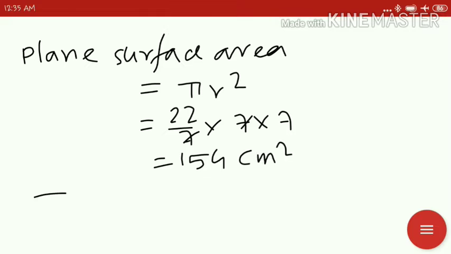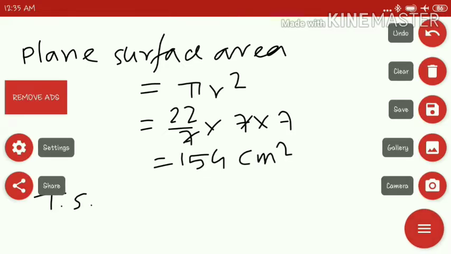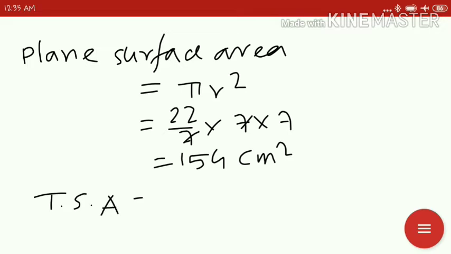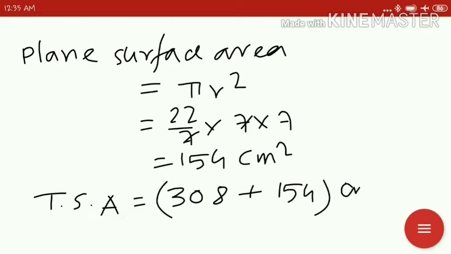So total surface area, I am taking it in short, TSA. So total surface area, that is 308, that was the curved surface area, and already you have got the plane surface area as 154. If you add both of them, you will get the answer as 462 centimeter square. That is the answer for the second part.